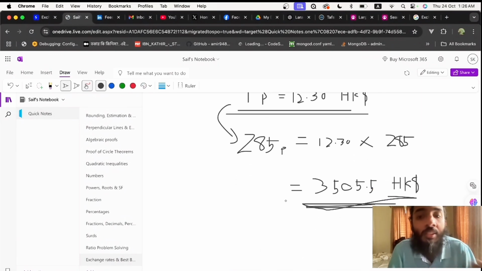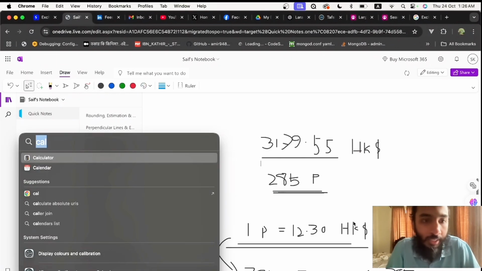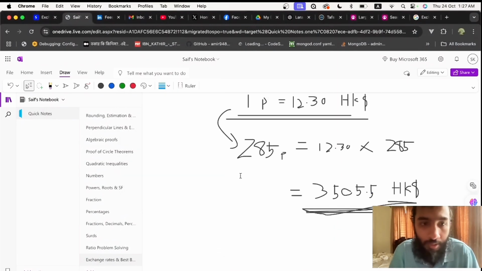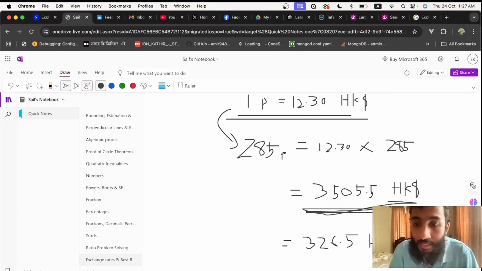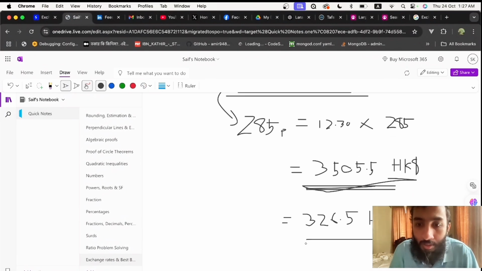So obviously 3,505 is greater than 3,179. How much greater is 3,505 than 3,179? If I use my calculator again, 3,505.5 minus 3,179.55 gives a difference of 326.5. So 326.5 Hong Kong dollars is the amount that is cheaper if Ben buys it from Hong Kong, which he did. If he had bought in London, it would have cost 326.5 Hong Kong dollar equivalent more money.